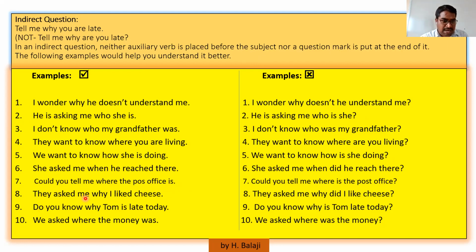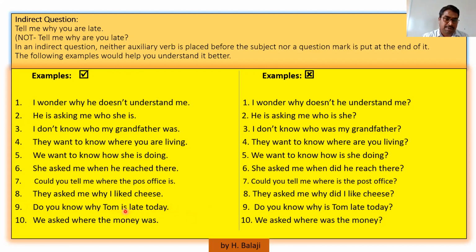Now, next example, they asked me why I liked cheese. This one is correct. And they asked me why did I like cheese? This is incorrect, right? This one is incorrect. Now, next example, the ninth one. Do you know why Tom is late today? This one is correct. Why is it correct?